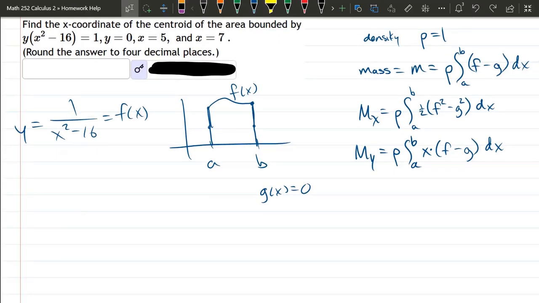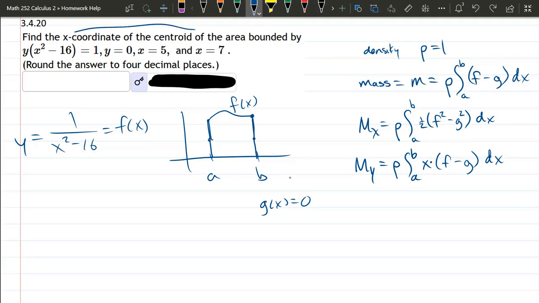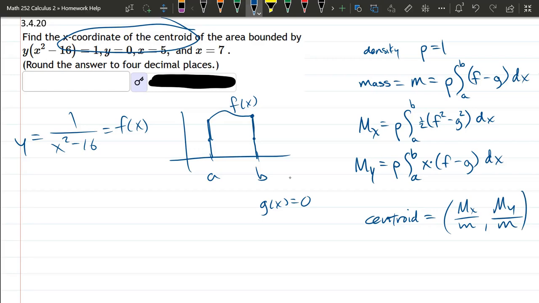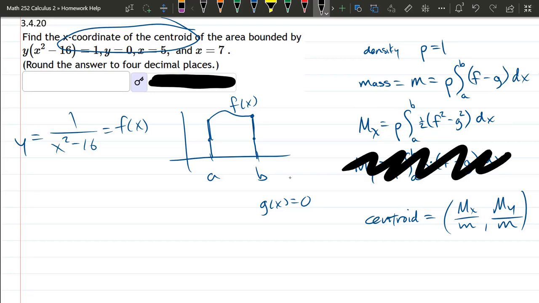Okay, we have a few things to do. You can assume in the density formulas that rho, or p if you want, equals 1, and I'm just going to ignore these and act like they're 1. This question only asked us about the x-coordinate of the centroid, so I need to get m and I need to get Mx. And then the centroid is (x, y), where x is Mx over m, and y is My over m. Here's little m, and here's the big Mx and the big My. We don't need My, so let me cross it out so we don't get confused.